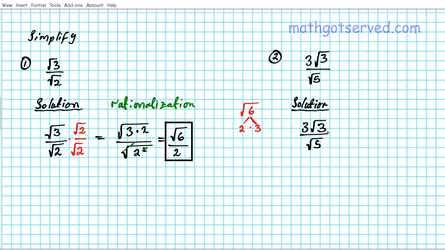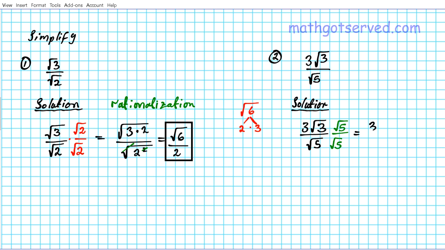Now, root 3 cannot be simplified. It's prime. Root 5 cannot be simplified. So that's good. Now, we want to rationalize the denominator. We need to get rid of this square root in the denominator. So we're just going to multiply by root 5 over root 5. The goal is to create the square root of a square in the denominator, as we did here, so that the square root and the square divide out, and we are left with a rational number. Okay, so what we're doing right now is we're rationalizing the denominator. We're making it rational.